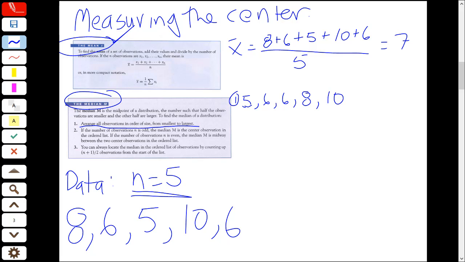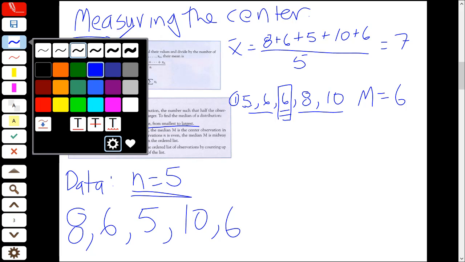So we note that the number of observations is odd. So the median is the center observation. So that is the center. There are 5. So the median is 6. You see that there are 2 over here, 2 over here. The median is the center number.